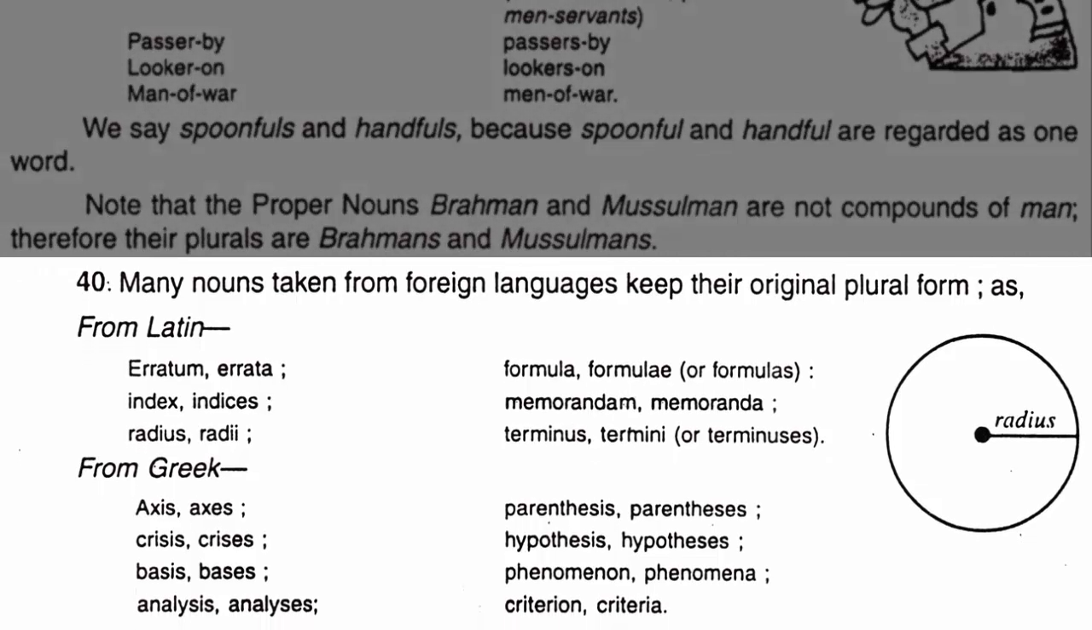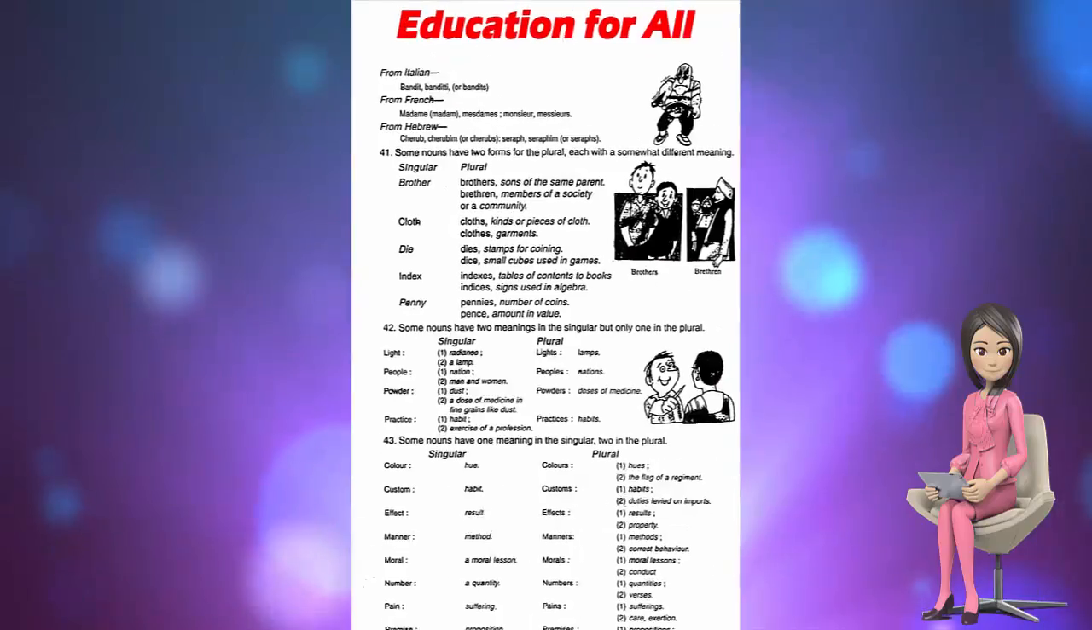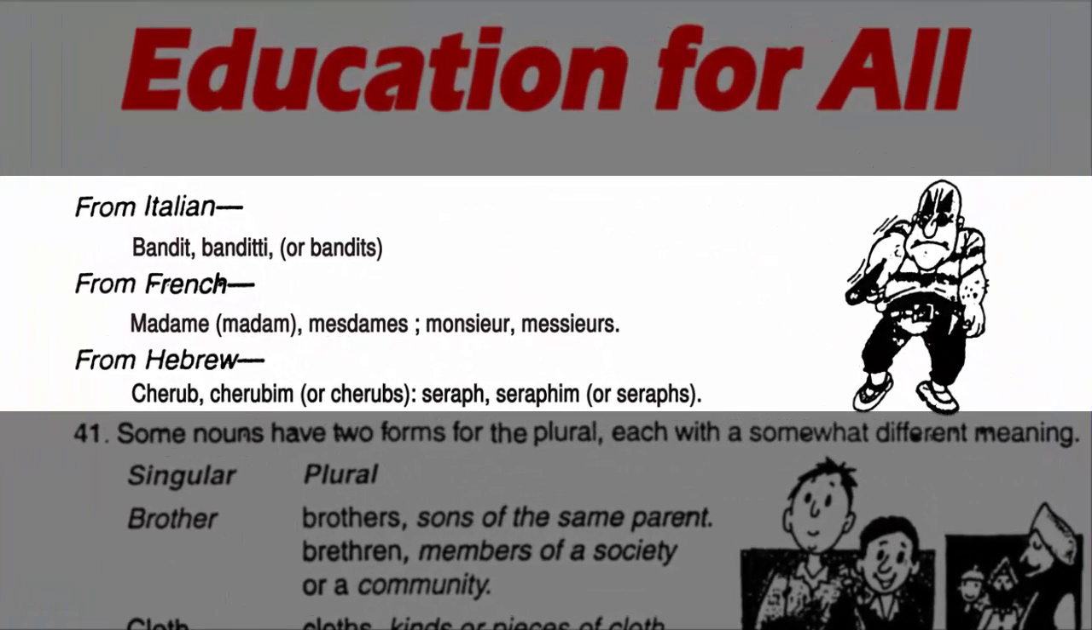Many nouns taken from foreign languages keep their original plural form. As from Latin, erratum, errata. Formula, formulae, or formulas. Index, indices. Memorandum, memoranda. Radius, radii. Terminus, termini, or terminuses. From Greek, axis, axes. Parenthesis, parentheses. Crisis, crises. Hypothesis, hypotheses. Basis, bases. Phenomenon, phenomena. Analysis, analyses. Criterion, criteria. From Italian, bandit, banditti, or bandits. From French, madame, mesdames. Monsieur, messieurs. From Hebrew, cherub, cherubim, or cherubs. Seraph, seraphim, or seraphs.